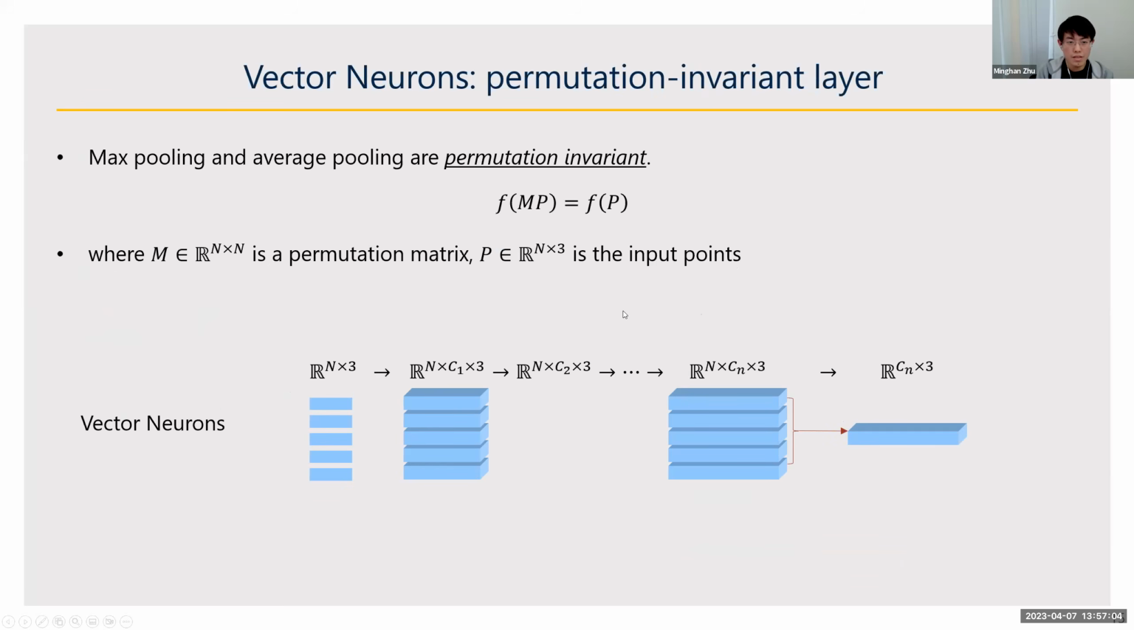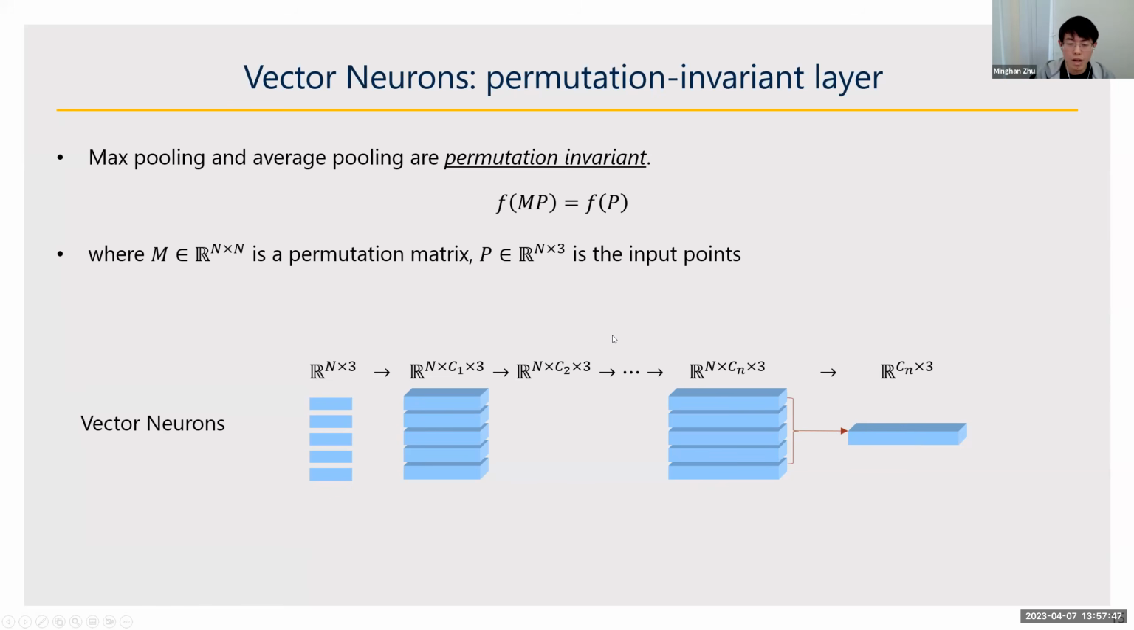Also, the vector neuron is permutation invariant. This is because max pooling and average pooling are both permutation invariant layers. The idea is that since every point in the vector neuron is processed independently, the order in which you stack the different points does not matter, because at the end, you always take the max or you take the average. Therefore, the order of all these elements will not affect the final outcome. So when you apply a pooling at the end, the output of this vector neuron is permutation invariant.